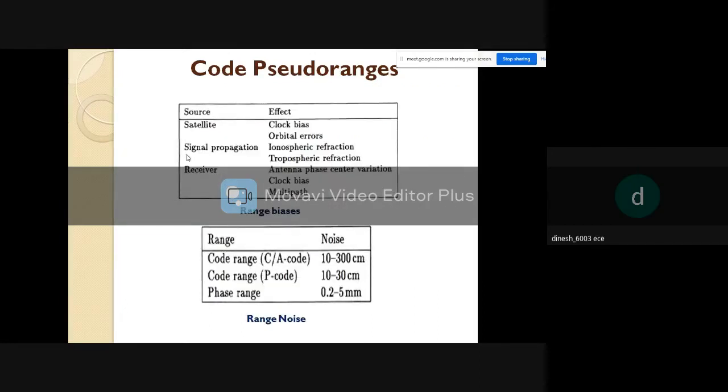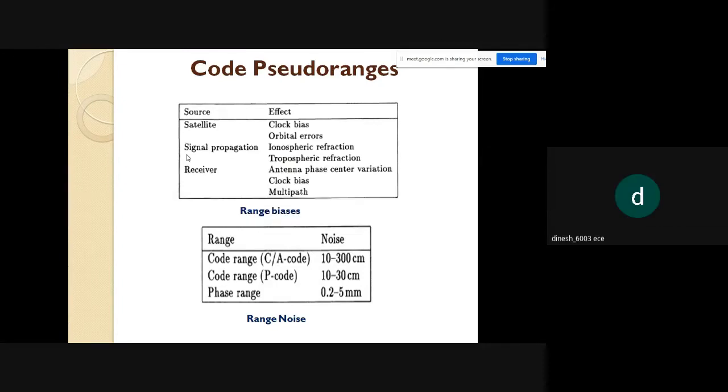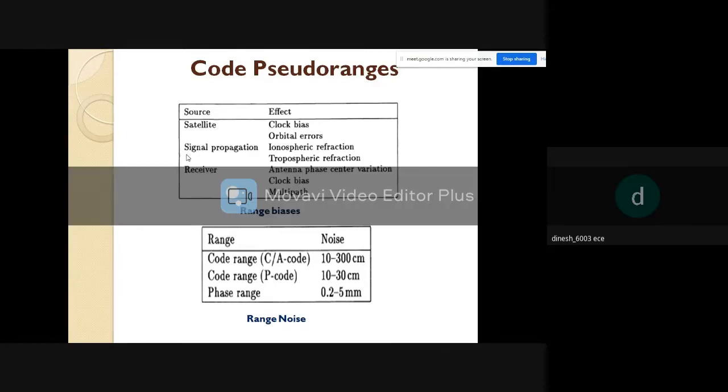So here there are two tables. One is the source and another one is the effect which it causes. When you see a satellite, it is a source for clock bias and it also leads to orbital errors.